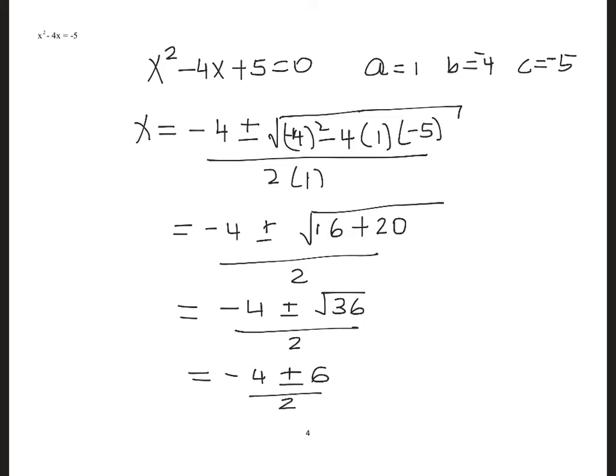So here, this is the same as minus 2 plus or minus 3. That's when I divided everything by 2. So that means x is equal to minus 2 minus 3, which is minus 5, or minus 2 plus 3, which is 1. So that's the final answer. So let's look at what a discriminant is. And a discriminant helps us to tell what kind of solutions we are going to get.